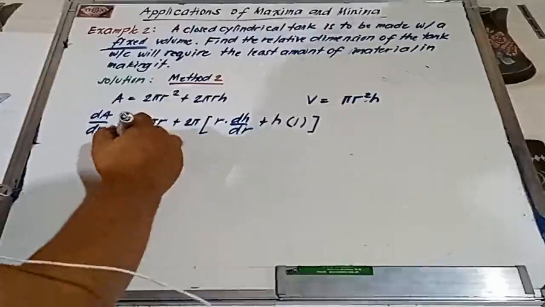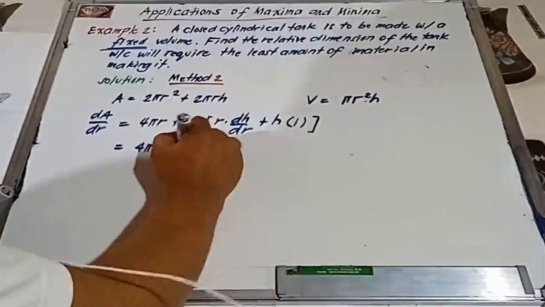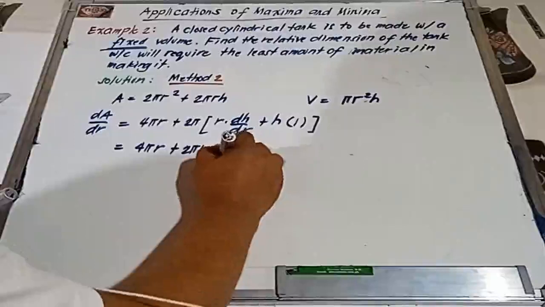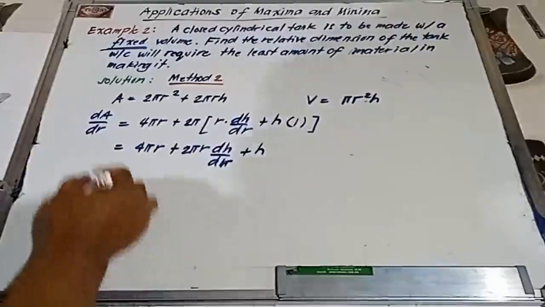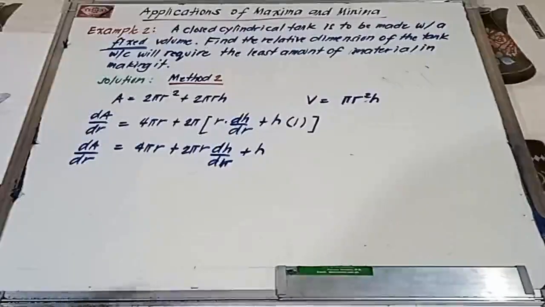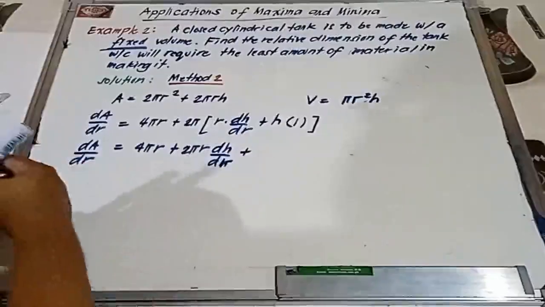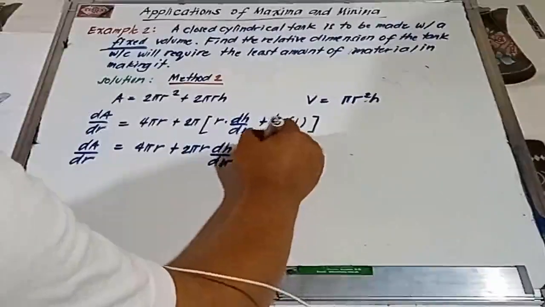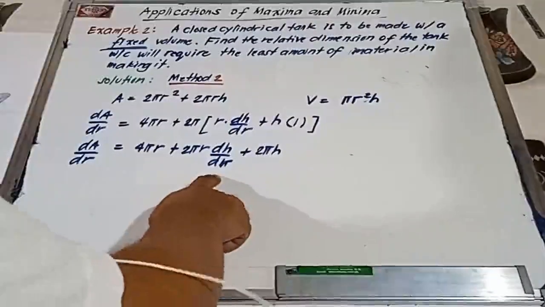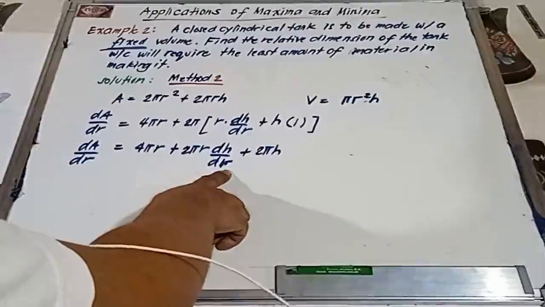Yeah. So we have 4 pi r plus 2 pi r dh over dr plus h. Okay? So this is your dA over dr. Now, ayan na. 2 pi times h. Okay. So 2 pi h. Yan. So, meron pa tayo dito ang first derivative of the variable h with respect to r. So, kailangan mawala to. Okay?